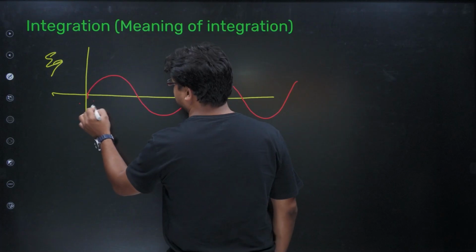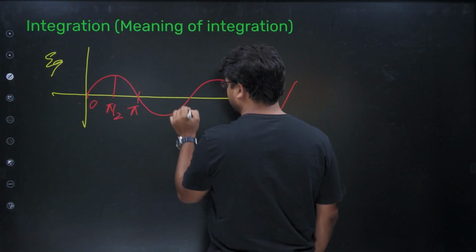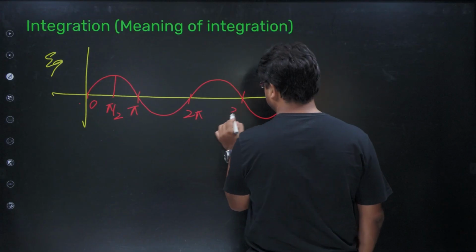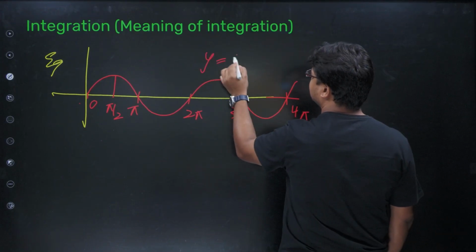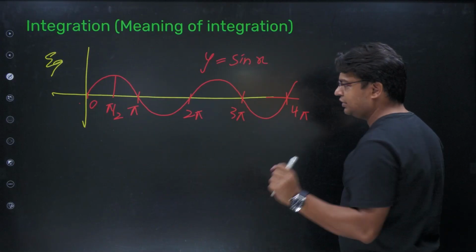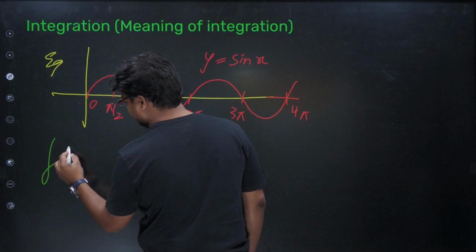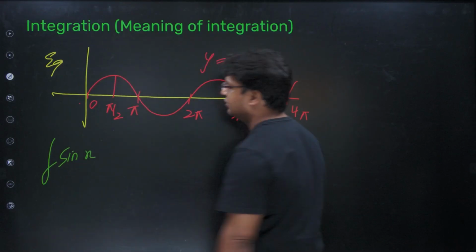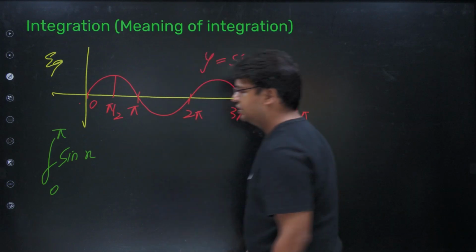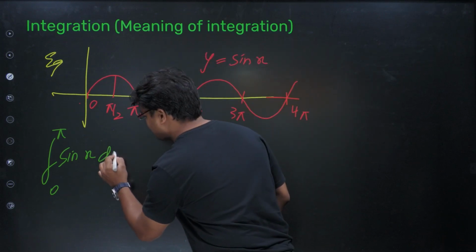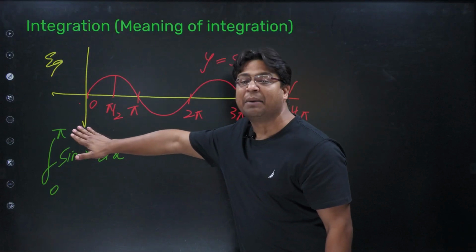This value is 0. This is pi. This is pi by 2. This is 2 pi. This is 3 pi. And this is 4 pi. So the function is sin x. Now if I ask you to calculate the integral of sin x from 0 to pi, notice that the lower limit is smaller than the upper limit.